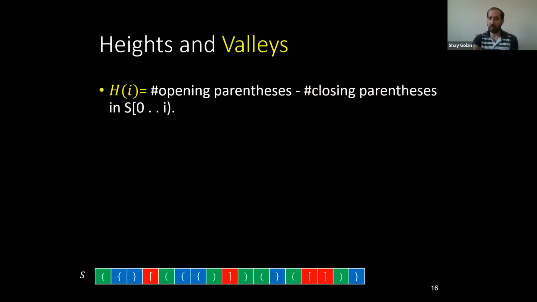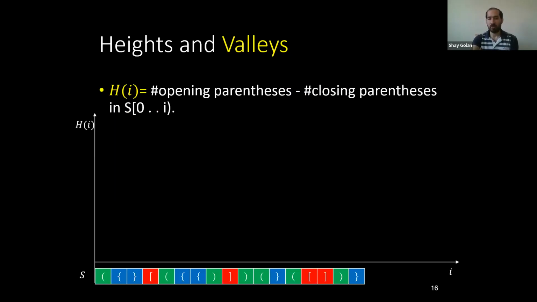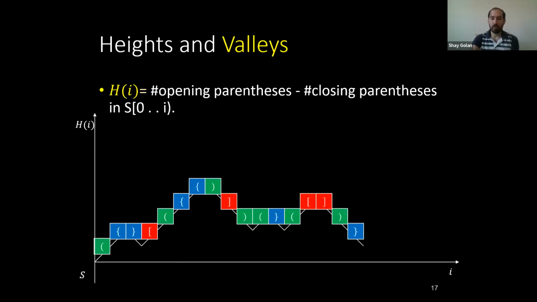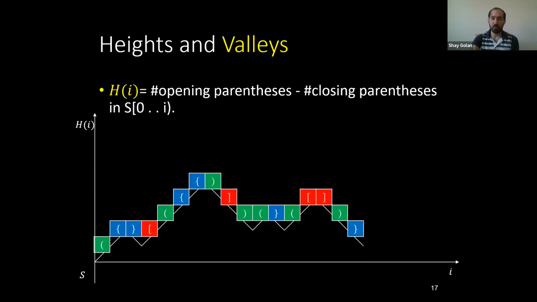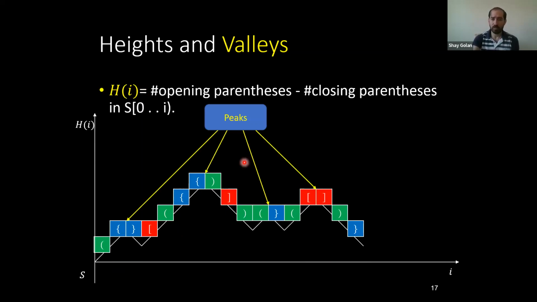So the definition of heights and valleys already appeared in the paper of Backurs and Onak. The idea is that for every position in the input string, we define the height of position i as the difference between the number of opening parentheses and closing parentheses in the prefix of the sequence up to position i. If we write the input string above this height graph, you can see that every uphill slope is composed of only opening parentheses, and every downhill slope is composed of only closing parentheses. The definitions of peaks and valleys are pretty intuitive: peaks are positions that contain opening parentheses followed by closing parentheses, and valleys are just the opposite.